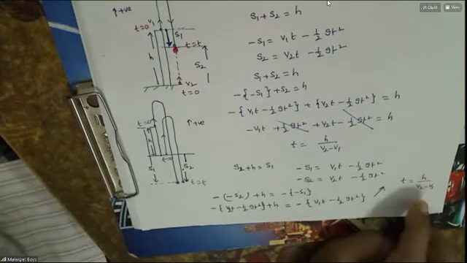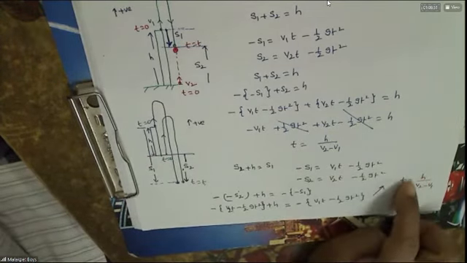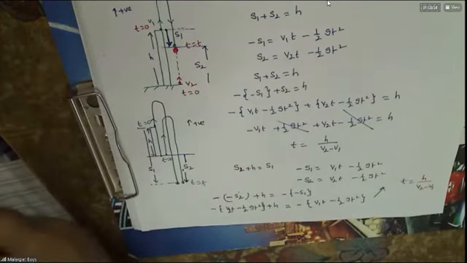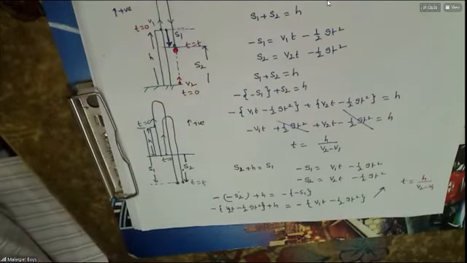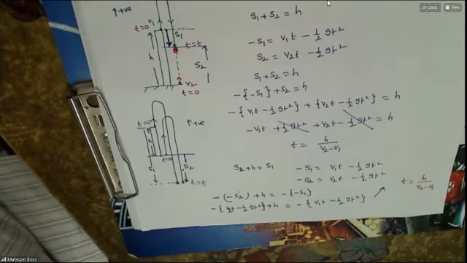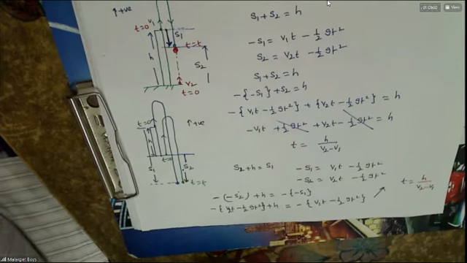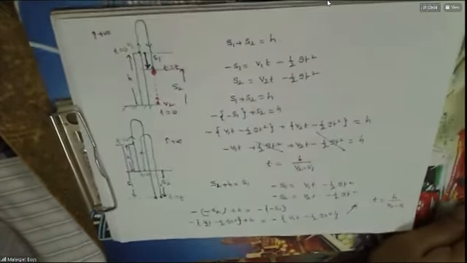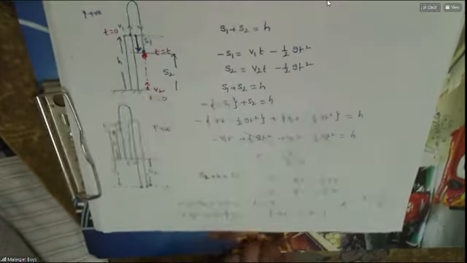They will meet only if V2 is more than this. If it is less, time is negative. It is not possible, no? So the condition for meeting is V2 should be greater than V1. Understood this? Yes, sir.